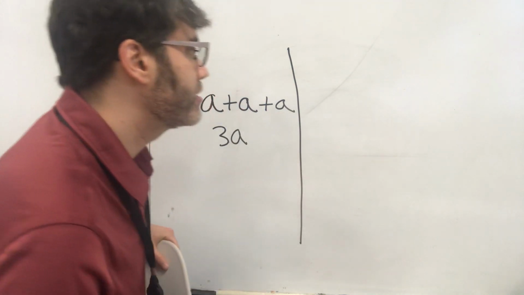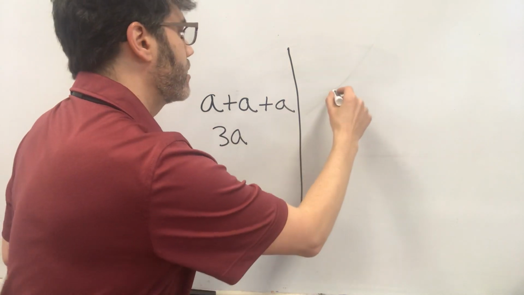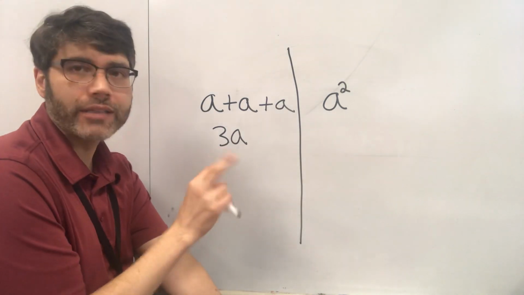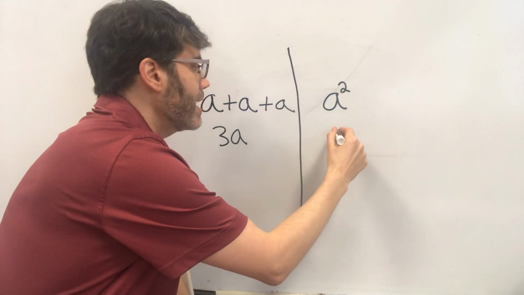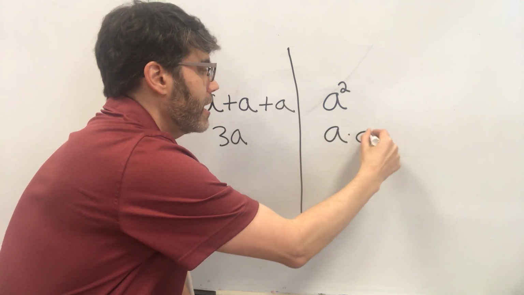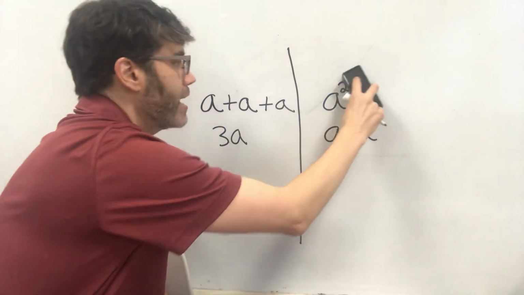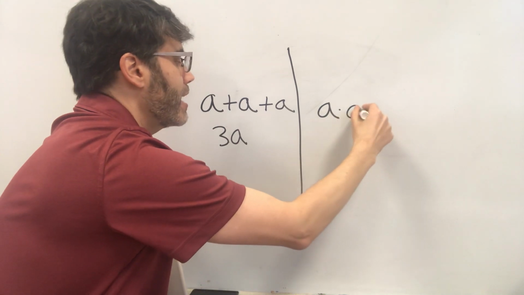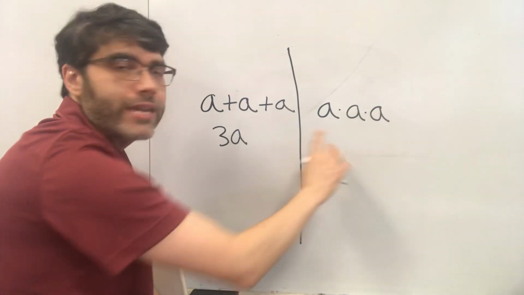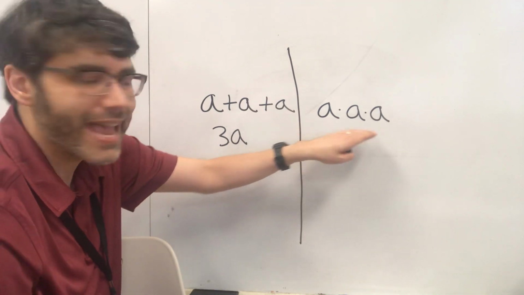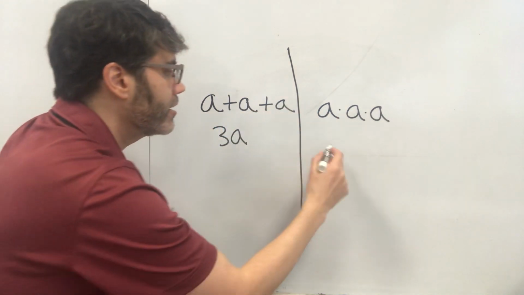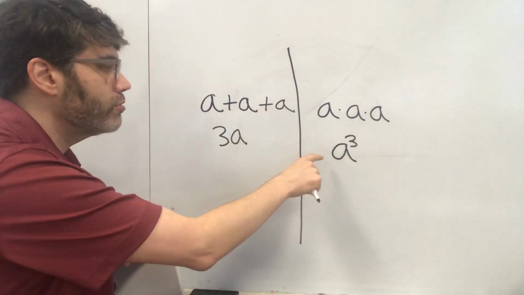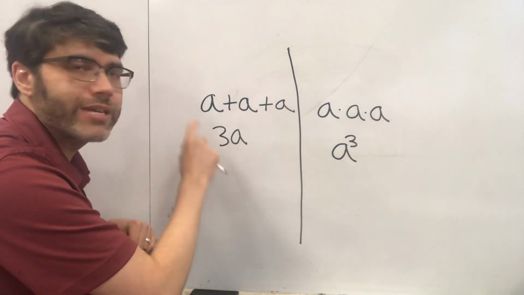So if we have something that looks like a squared, that's different. That's not a plus a anymore. That is a times a. If I have a cubed, that's a times a times a. A times a times a is not 3a. I see that there are 3 a's here, but these 3 a's aren't being added, they're being multiplied against each other. So a cubed is a very different thing than 3a.